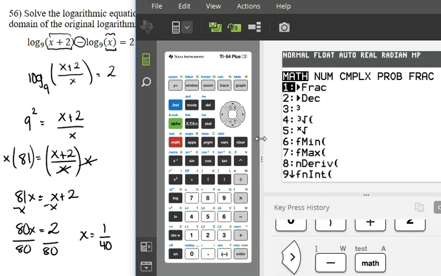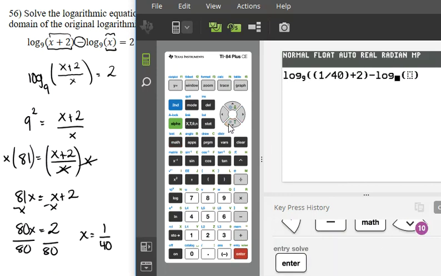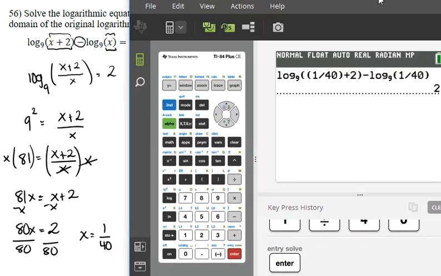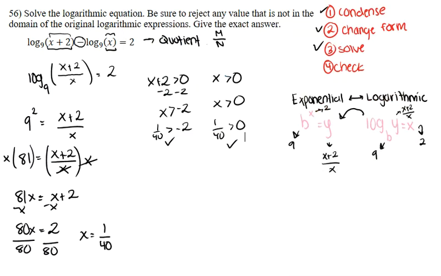So I'm going to go to my math key, click down, go to log base, click enter, insert my base of 9, and then my x value, which is 1 divided by 40, and this should equal 2. And as you can see, this does equal 2. So we know for a fact, after checking it and making sure it is not rejected by our domain, that our x is 1 divided by 40.